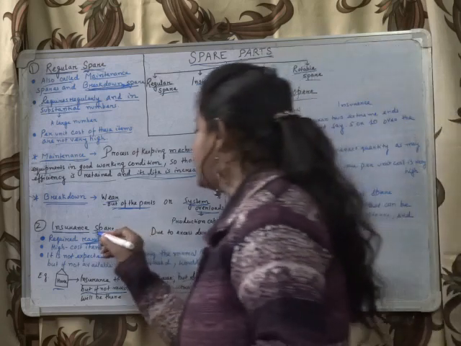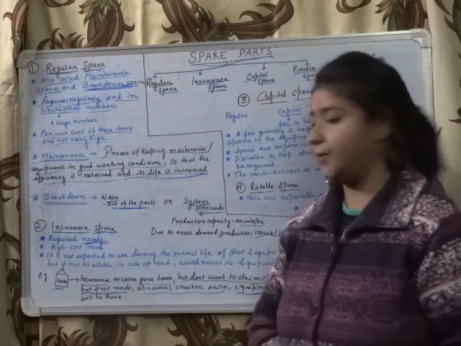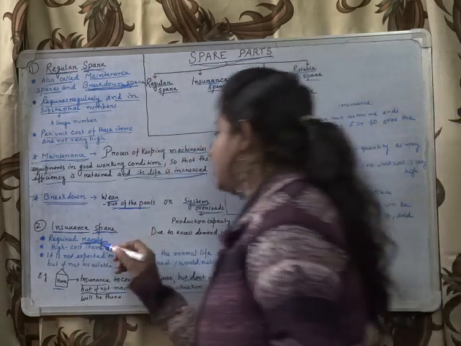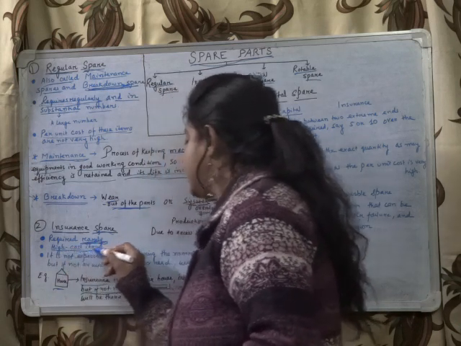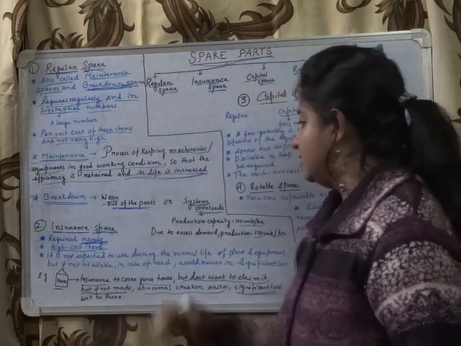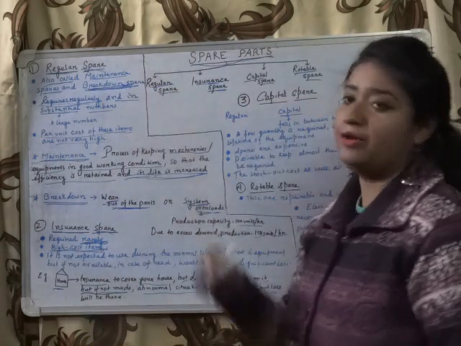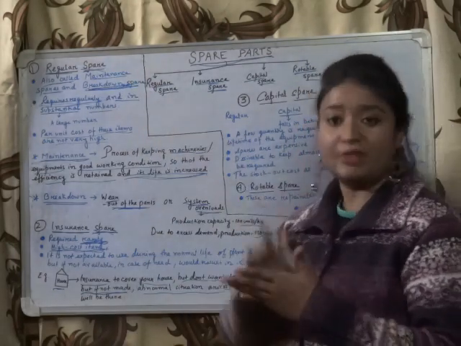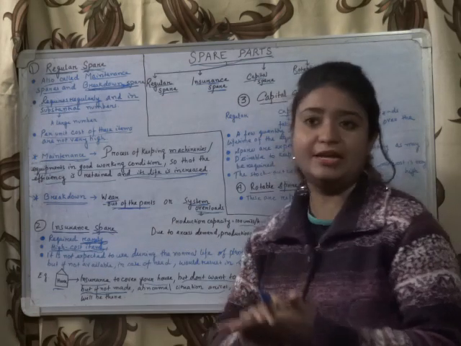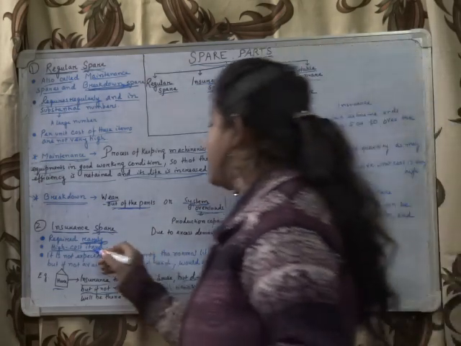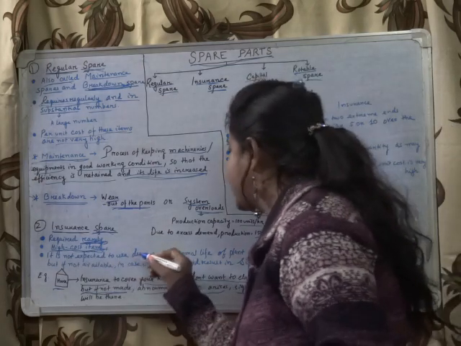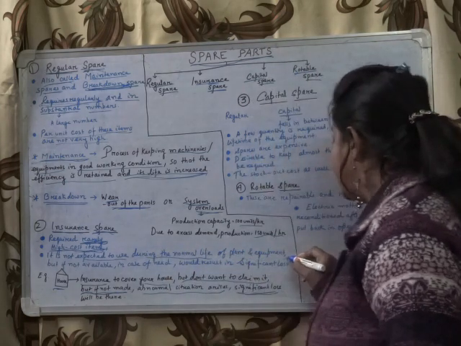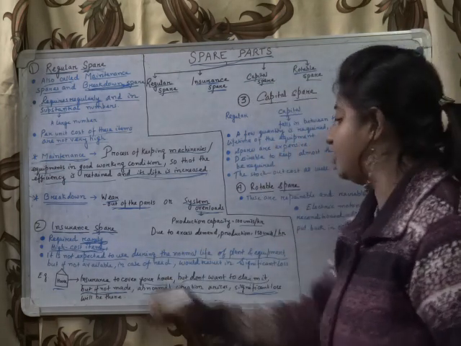Like that, insurance spare is almost like that. It is required rarely, and it is a high cost item. You can see, it is just opposite to regular spare, as it is used regularly in case of regular spare, but it is used rarely in case of insurance spare, right? So it is a higher cost item, and it is not expected to be used during the normal life of plant and equipment. I have said it earlier also in that example.